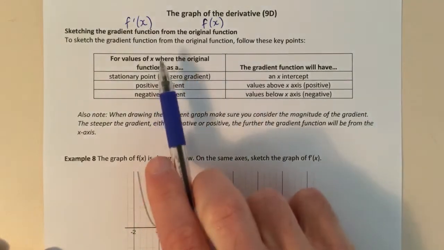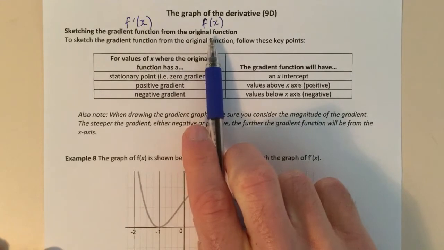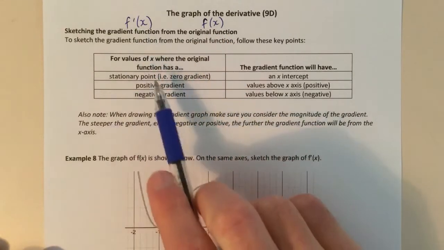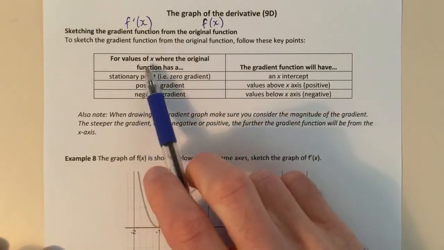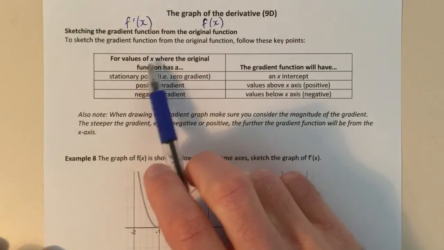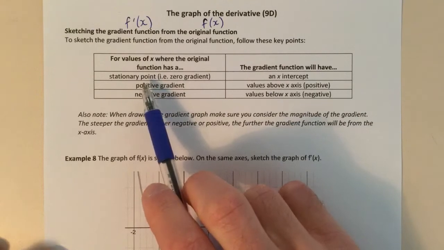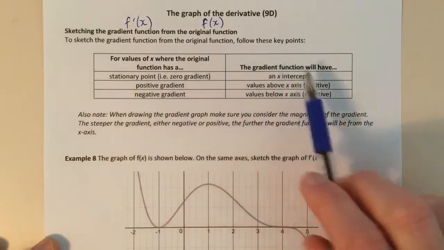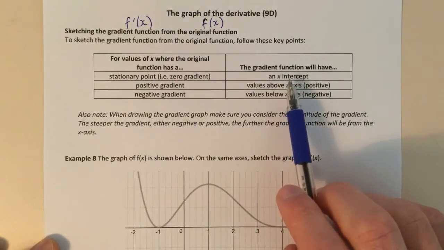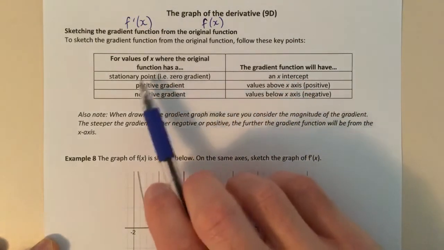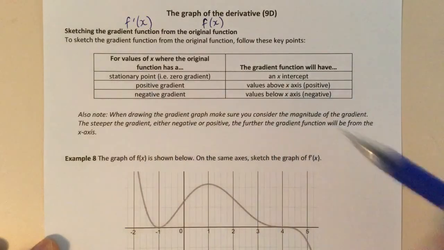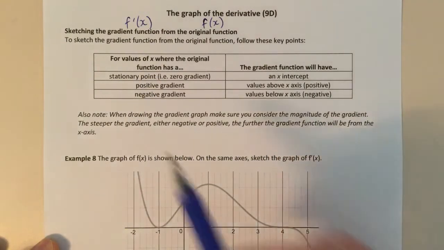And so when you're trying to go from the original function to the graph of the gradient function, there's really three key things that you're looking for. On the original function, any values of x where there is a stationary point will equate to an x-intercept on the gradient function. So the gradient function will have an x-intercept whenever the original function has a stationary point. And as we go through examples, you'll hopefully see why this is the case.